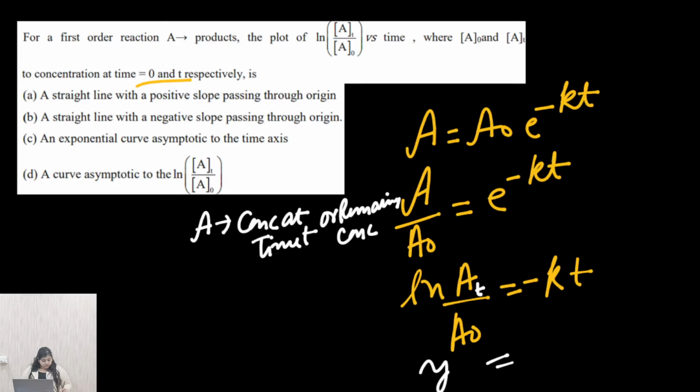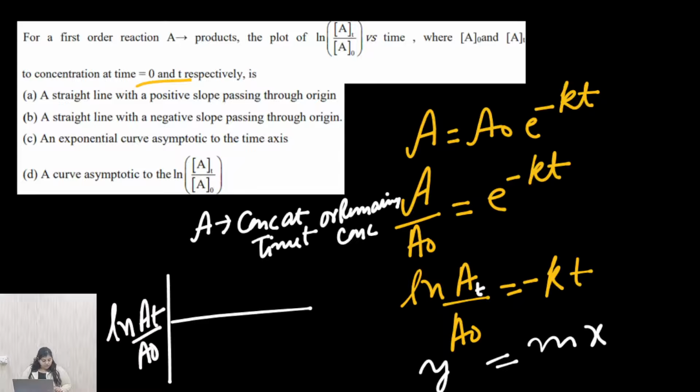So y is equal to mx, because the plot is for ln At upon A0 versus the time t. So this is the plot you are getting; the curve is going to look like this, natural log of At upon A0 versus the time t. Here the intercept value is 0 and this is passing through the origin. So we start at the origin with a negative slope, and it is going to look like this. The plot is a straight line with negative slope passing through the origin. Option B will become your correct answer.